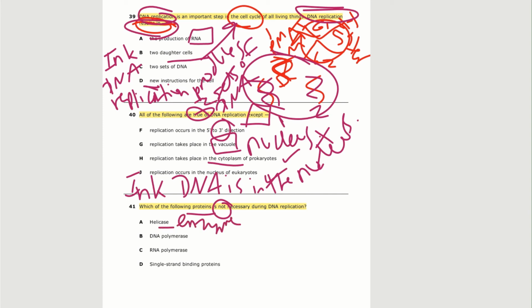Do you remember what helicase does? Please Google helicase. Remember, it unwinds and separates. I did show you those pictures of helicase. DNA polymerase, it's making more DNA. RNA polymerase, do I want to make more RNA? Poly means more. Single strand binding proteins, well, I kind of do want to bind my single strands, right? So the best answer here would be the RNA polymerase.